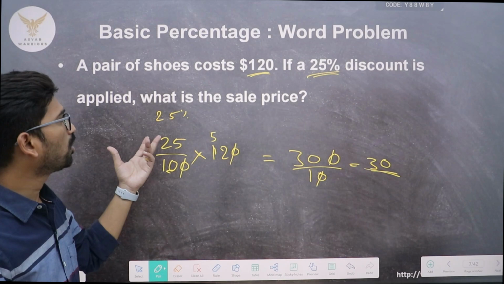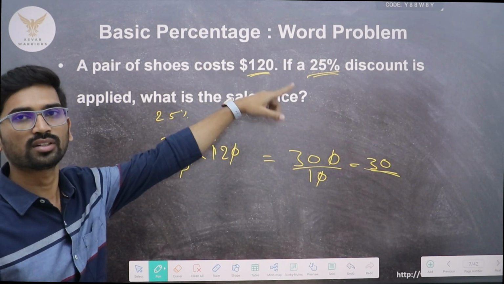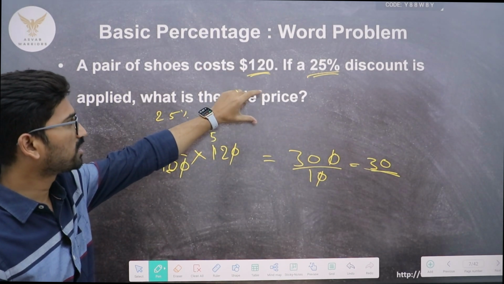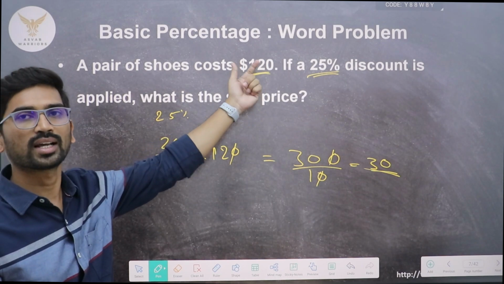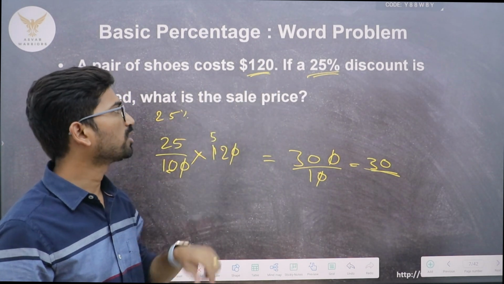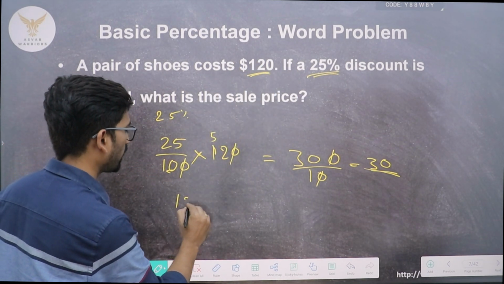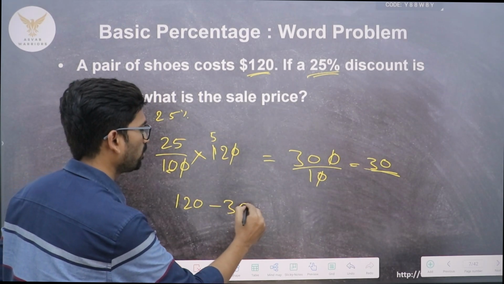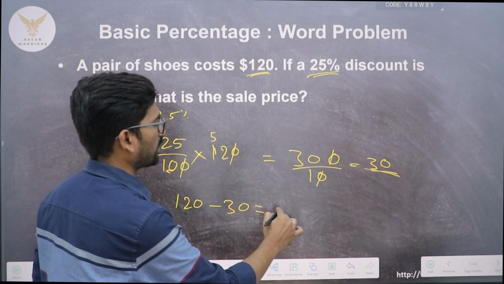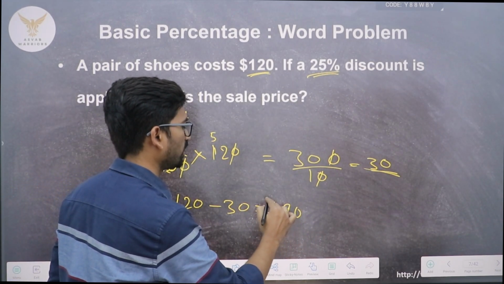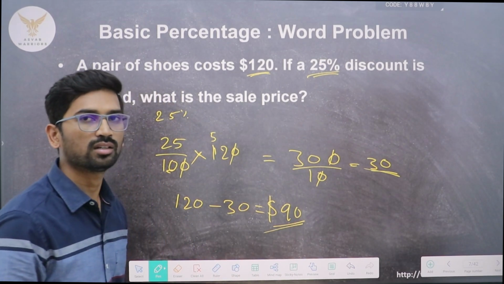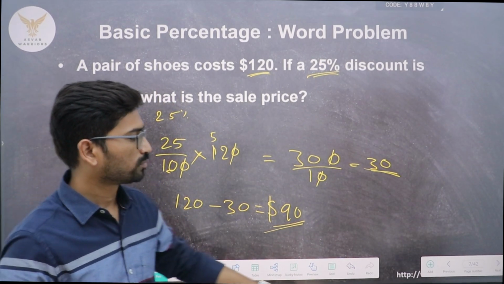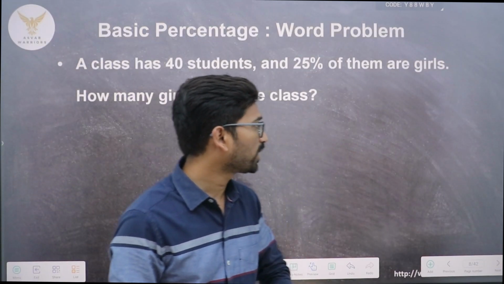Now we need to find out what will be the sale price after the discount. After the discount, it means we will have to subtract this discount from the selling price, which is 120. So we will subtract 30 from 120. We get our answer as 90. So the selling price will be $90. Again we have one more example.